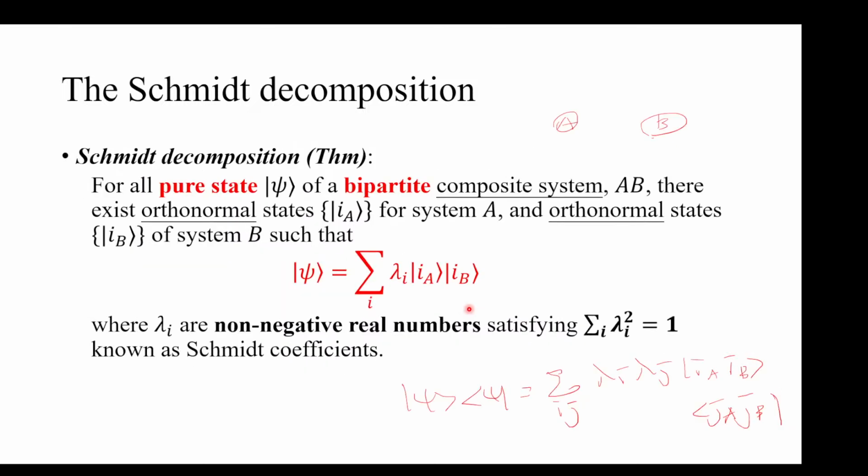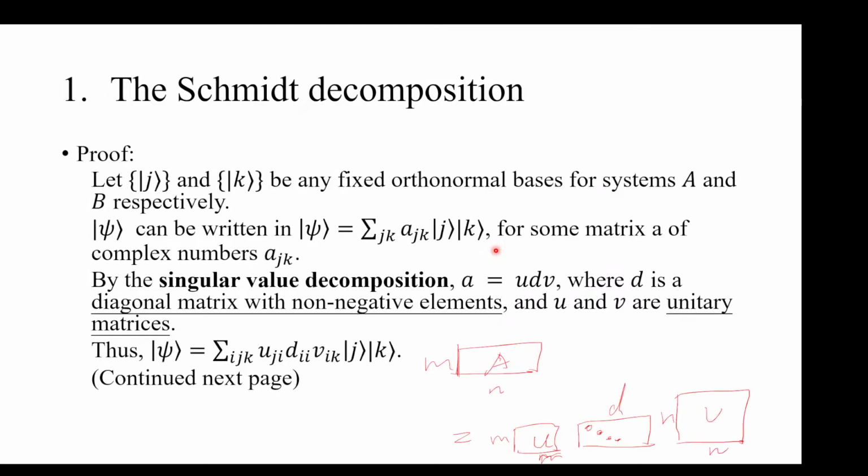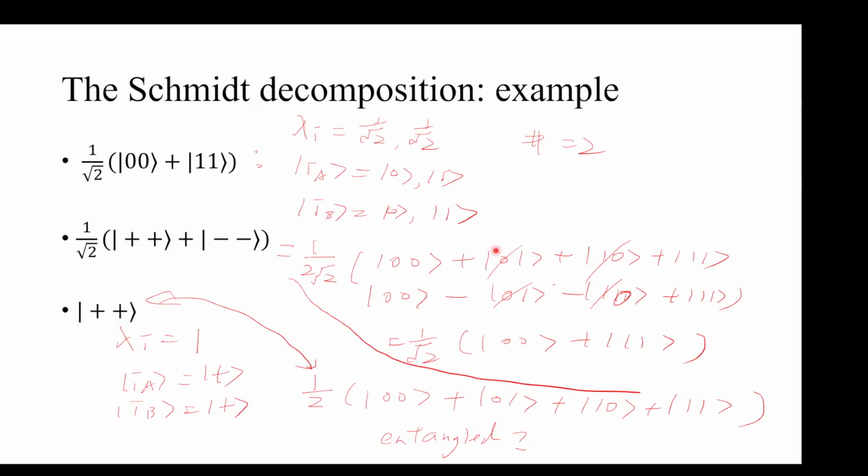If we write the pure state in the Schmidt decomposition, then it's easy to see the reduced density matrices on part A and part B. Both will have a reduced density matrix, the summation over i of lambda_i squared times |i><i|. In particular, the eigenvalues of the reduced matrices of A and B are the same. Also, if you pick the basis |i_A> and |i_B>, then the reduced matrices of A and B are totally the same.